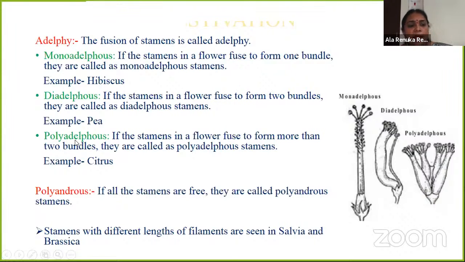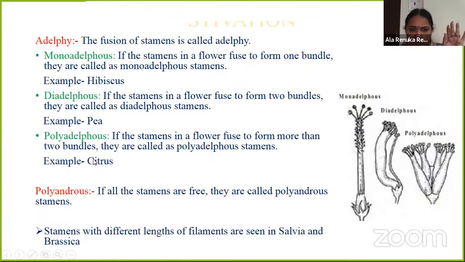And polyadelphous means many, more than 2. If the stamens in a flower fuse to form more than 2 bundles, such a condition is described as polyadelphous. An example of the polyadelphous condition is seen in citrus. And if there is no fusion of stamens, they are called polyandrous. If there is no fusion, all the stamens are free. That is called the polyandrous condition.